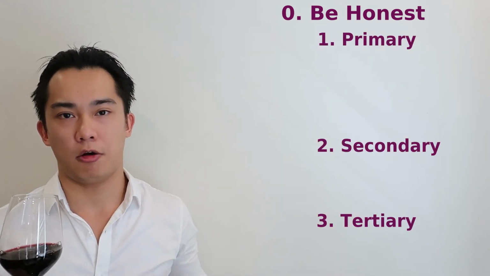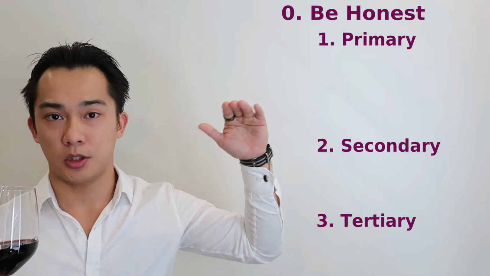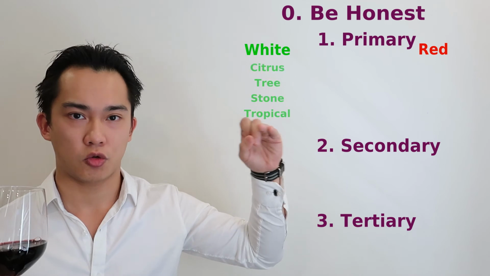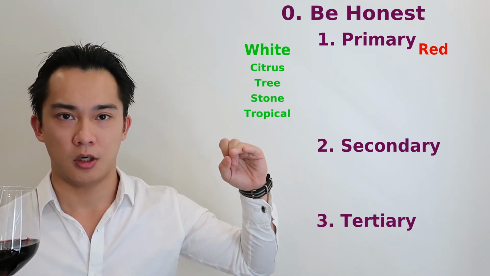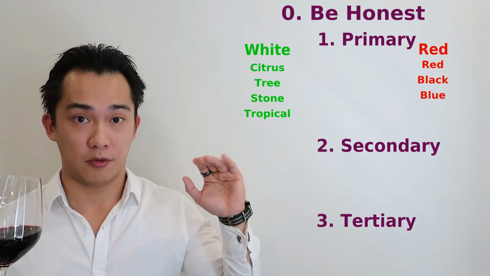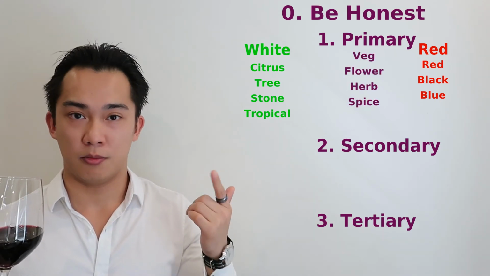So one last time, let's just recap. Before anything else, be honest. Next, split the categories into primary, secondary, and tertiary. Primary, split it into red and white wines. White wines, you've got citrus, tree, stone, tropical fruits. Red wines, you've got red, black, and blue. And don't forget about the vegetable characters, which includes flowers, herbs, and spices.